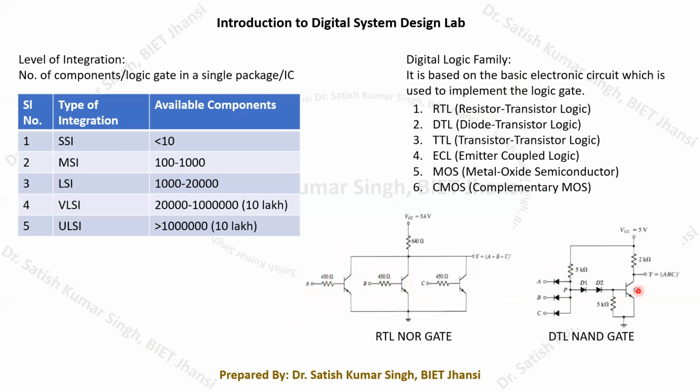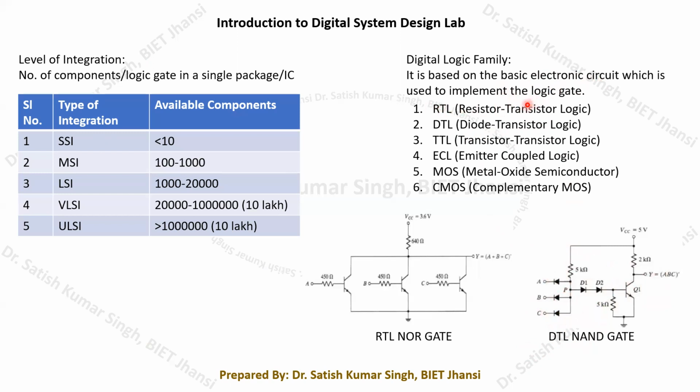Similarly, here you can see another example, a DTL NAND gate, which is diode transistor logic, because here we are using diodes and transistors. So that's why its name is given as diode transistor logic NAND gate. Remember that this categorization is based on the basic electronic circuit that we use for making our logic gates.